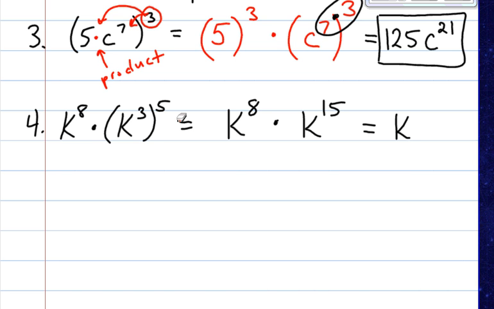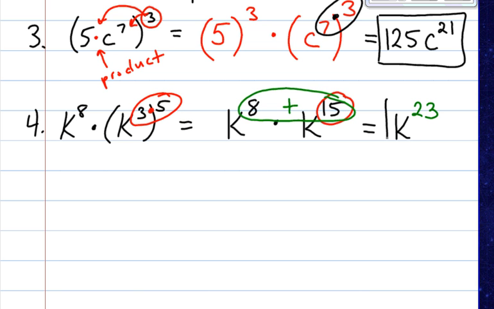So again, just to go back, the first thing I did was I have a power to a power, so I multiplied to get 15. And now I have like bases that I'm multiplying, so that means 8 and 15 are going to add to give me k to the 23rd power. Okay, so again, just take it step by step and remember your order of operations.